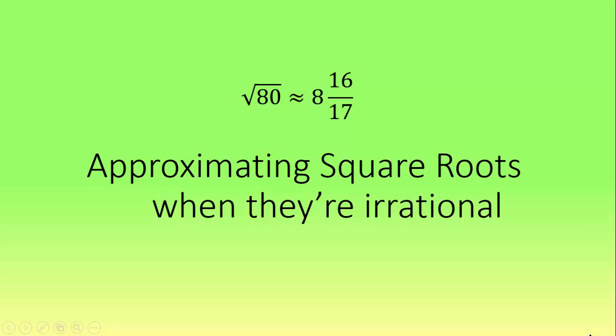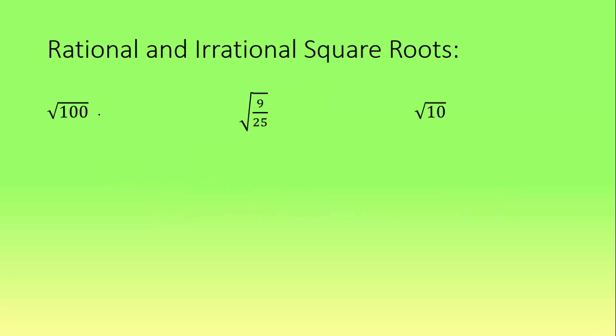Let's learn a formula for approximating square roots when they're irrational. When you have a square root of a number, if it's a perfect square like 100, then you get a rational answer. But square root of 10 is different. It isn't a perfect square, and so the square root of it is an irrational number. There's a formula that will give us a rational number that is approximately equal to square root of 10.